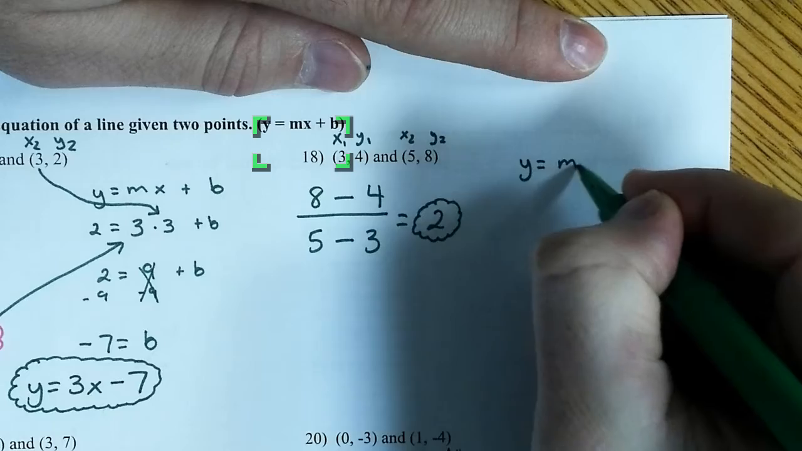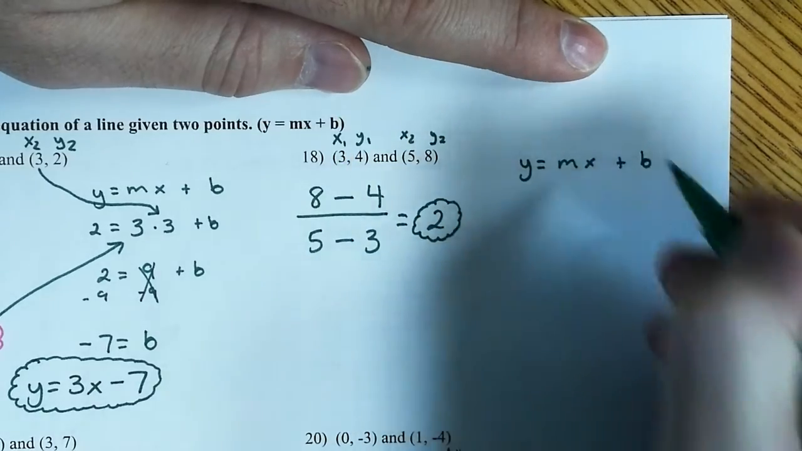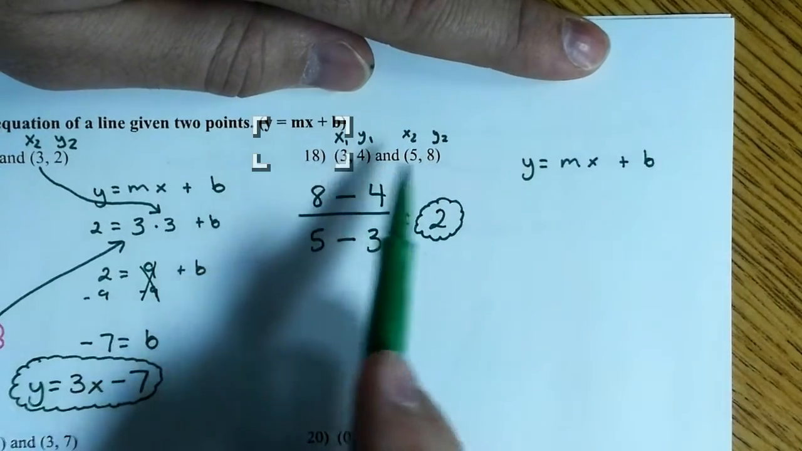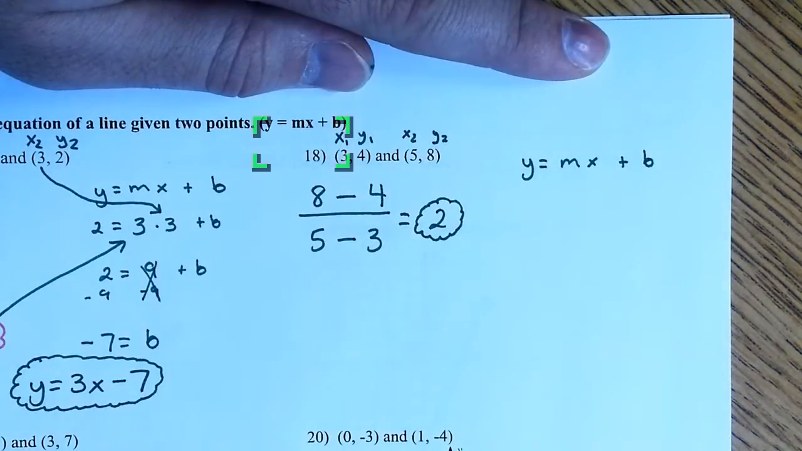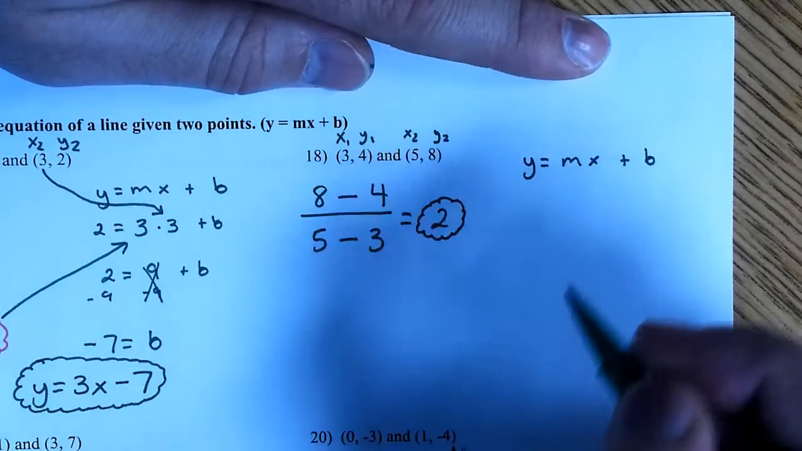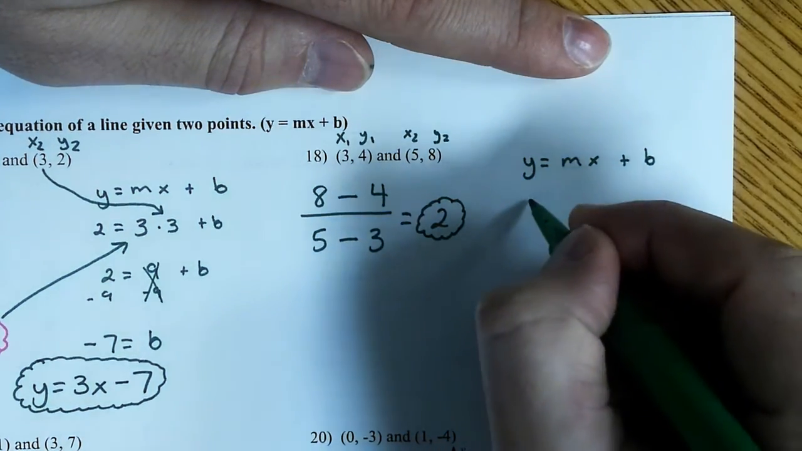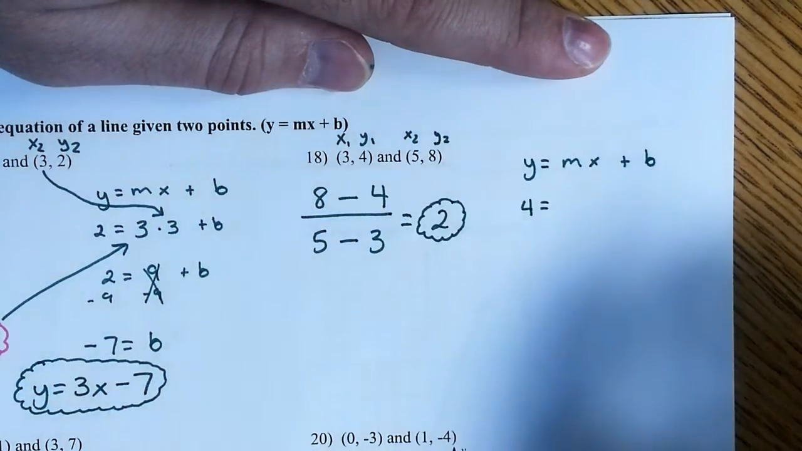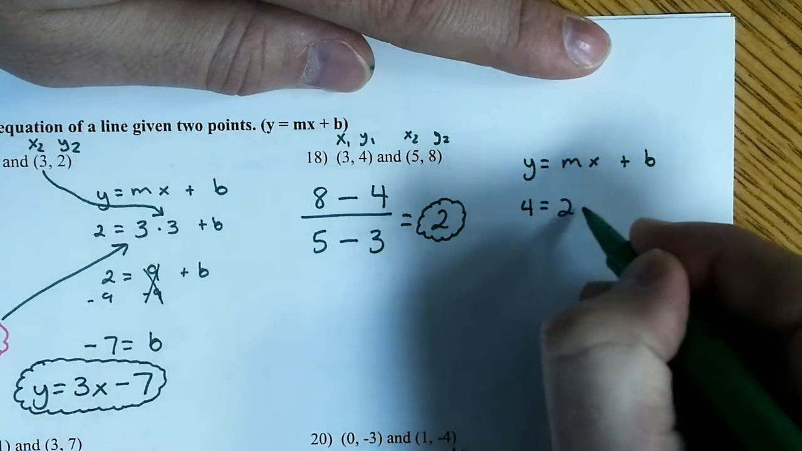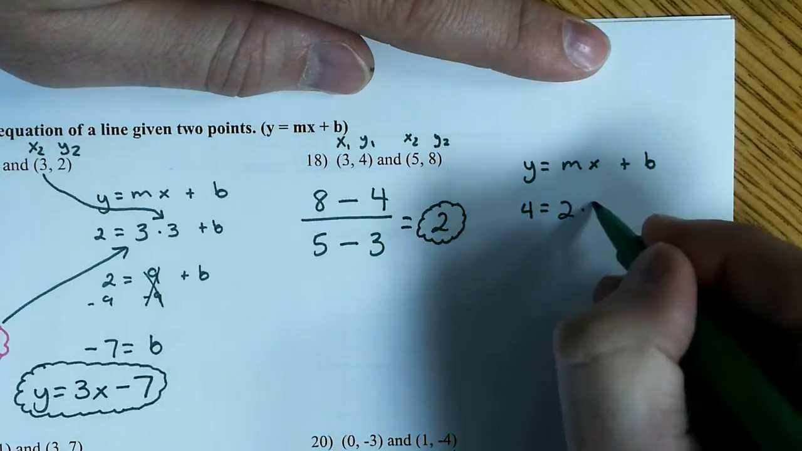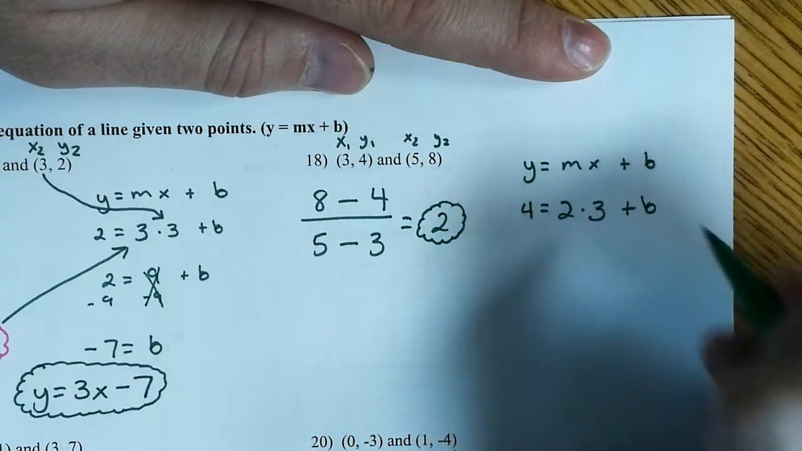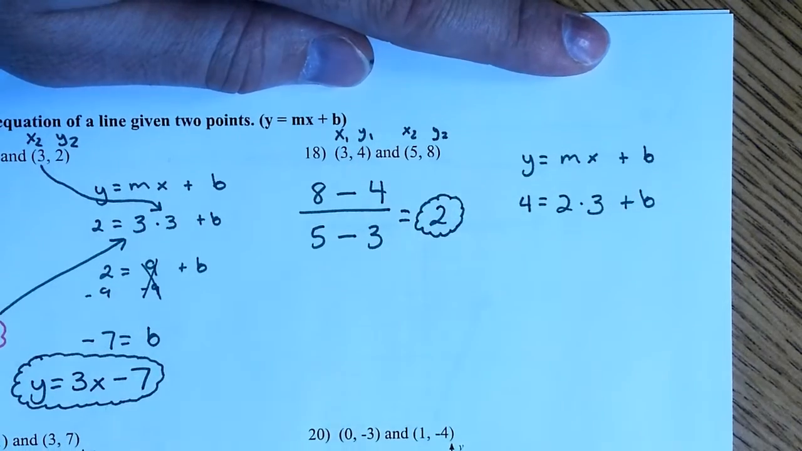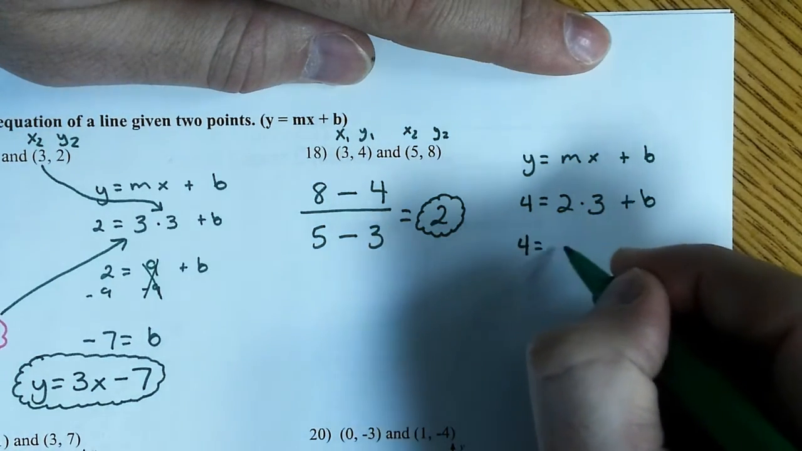So y equals mx plus b. Which one would y'all like to use? 3, 4. Yeah, let's use 3, 4. So what's our y there? Our y is going to be the 4 equals, what's our m? Our m is 2 times 3, because that's our x. And 2 times 3 is 6.